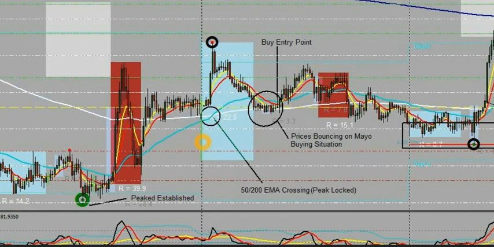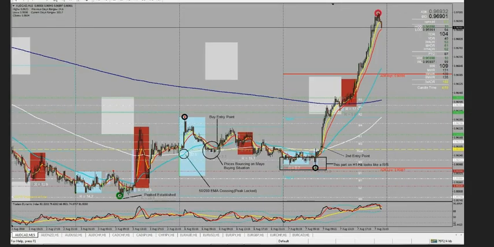This point over here, it was just one big spike. So I can safely say that the blue box is between the 50 and 200 EMA. And then prices, as you can see over there, they are bouncing on the 200 EMA. That's a buy setup. I'm net long over there. I'm net long. So as you can see, it plays out.